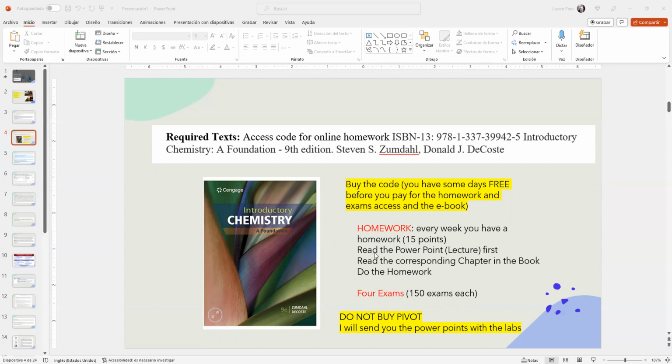First, you are supposed to read the PowerPoint with the lecture and go to the corresponding chapter in the book, and do the homework. Please do not buy Pivot. I will send you the PowerPoints with the labs.